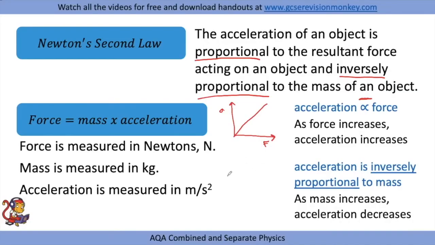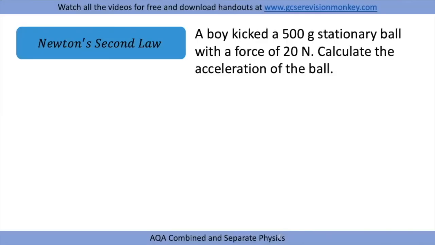And that's where you'll see a graph, if we put mass against acceleration, would look a little bit like this. As mass increases, acceleration decreases. Let's have a look at an example. A boy kicked a 500-gram stationary ball with a force of 20 newtons. Calculate the acceleration of the ball.